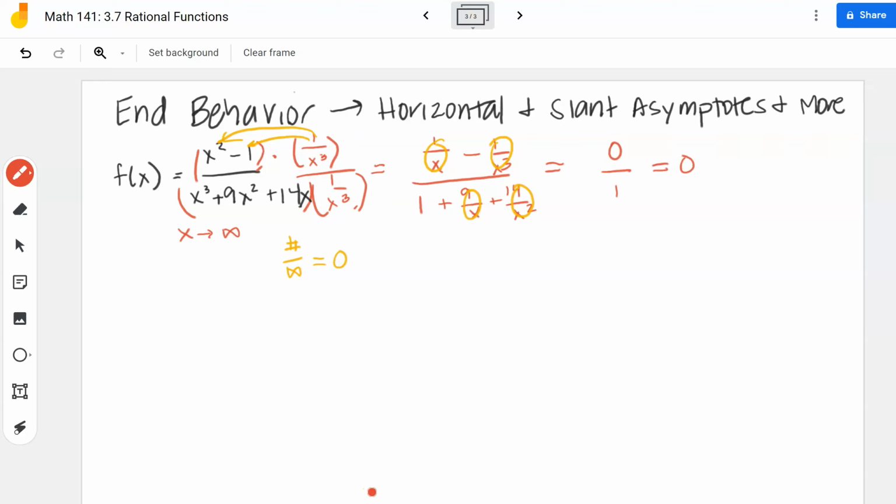So this is why we can say, and we're going to be able to do this trick if we want to formally show this, anytime the degree of the numerator is smaller than the degree of the denominator, we're going to have a horizontal asymptote at y is equal to 0.